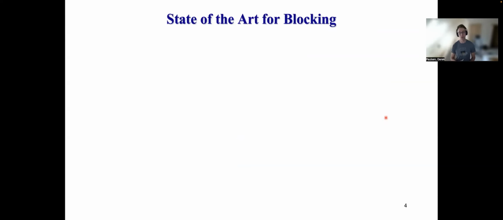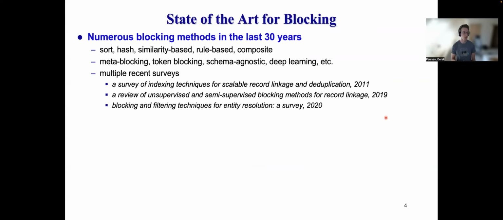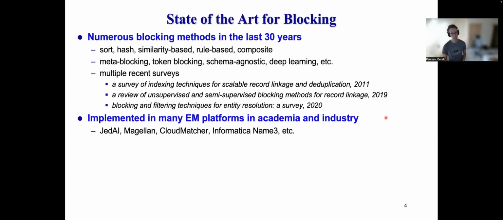In this project, we're just focused on the blocking step. And over the last 30 years, there have been many different solutions that have been developed. These range from simple sort-based all the way to complex deep learning-based solutions. There have been multiple great surveys that have been published recently, and I'll refer you to those for a more in-depth background. In any case, many of these solutions have been implemented both in industry and academia, and a few examples of such systems are up on the slide here.